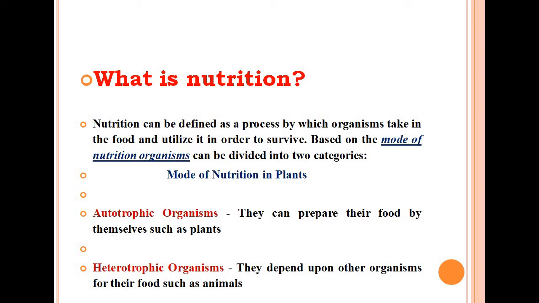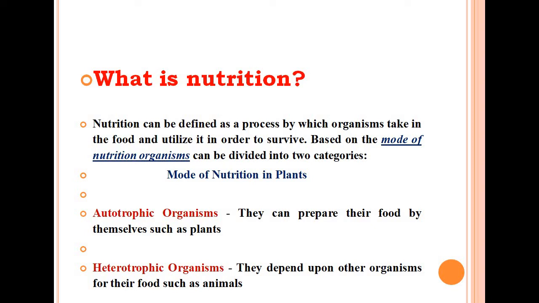For example, green plants. Now, we are moving to the heterotrophic organisms. The mode of nutrition in which an organism cannot make its own food and depends on other organisms for food is called heterotrophic nutrition. Here also, hetero means different and trophy means nutrition. So, those organisms that follow the heterotrophic mode of nutrition are called heterotrophs or heterotrophic organisms. There are several examples of heterotrophic organisms, such as animals, human beings, and even some plants.